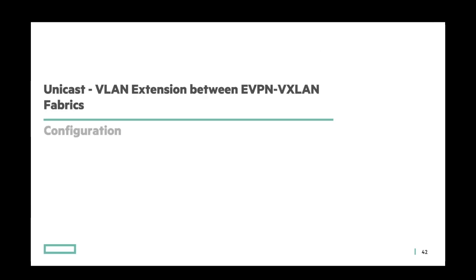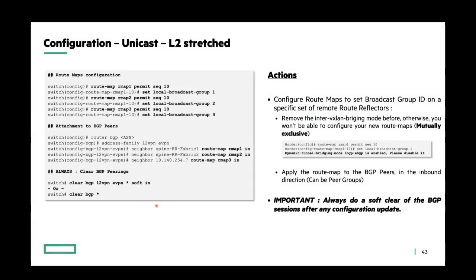Okay, so now let's see how to configure everything. Let's start with the layer 2 extension. As we have seen earlier, the configuration on the shared border requires 3 steps. First, we need to configure our route map with the new attribute local broadcast group and the ID we want to use. Once it's done, we just need to apply this route map on a BGP peer or a peer group within the EVPN address family and in the inbound direction.